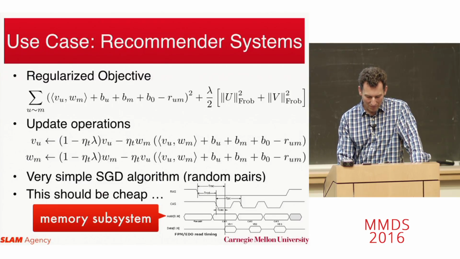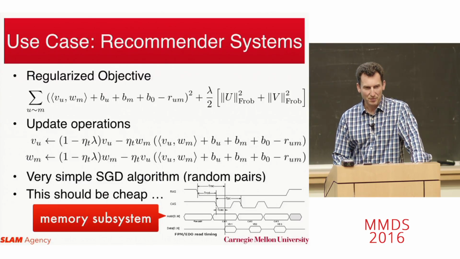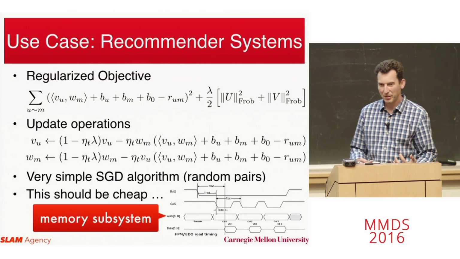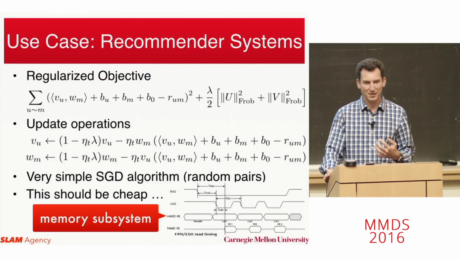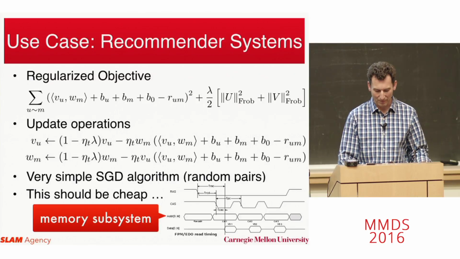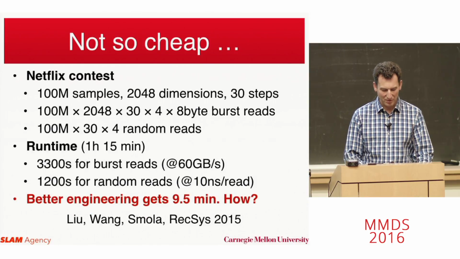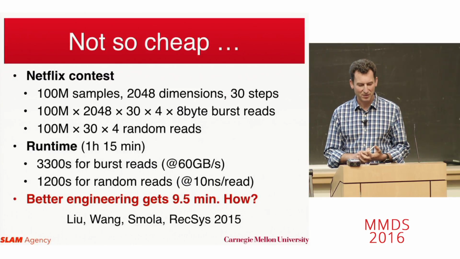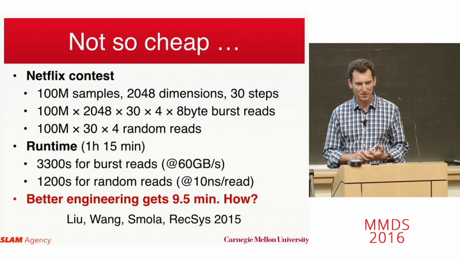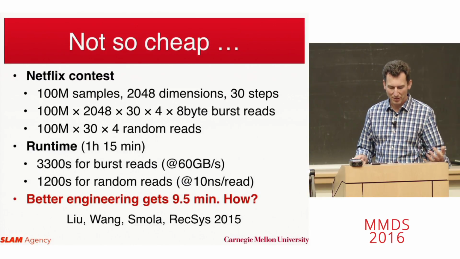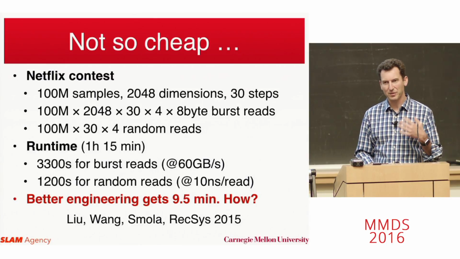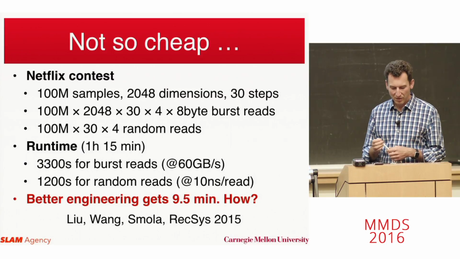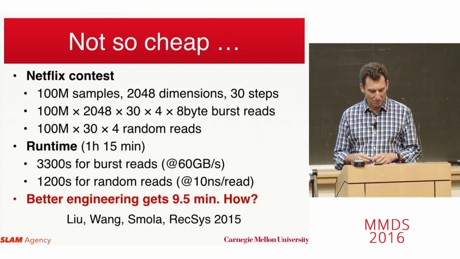So the problem is really in the memory subsystem. This operates on a real computer where data isn't instantly available, but I actually need to go and get it somewhere. So let's put some numbers behind that. Let's take a small problem like the Netflix contest. So we have 100 million samples. Let's say we have 2,000 dimensions. Let's say we do about 30 stochastic gradient descent iterations through the data. Okay. So what can happen?